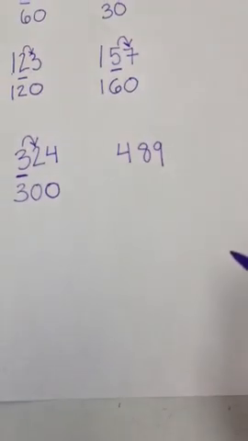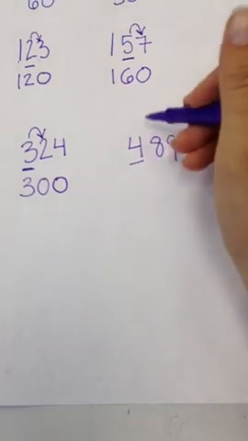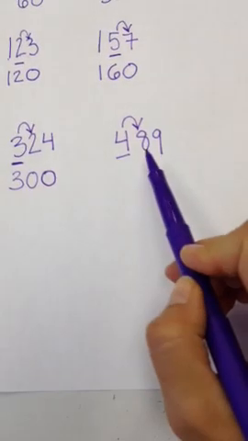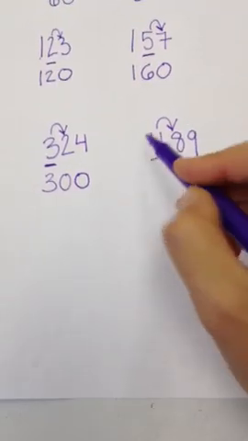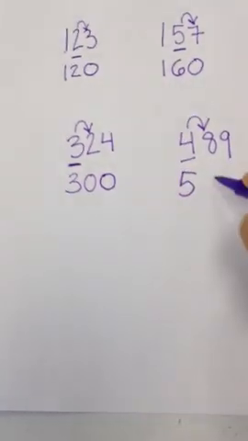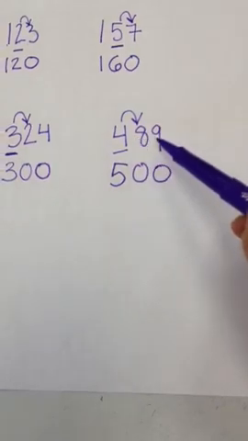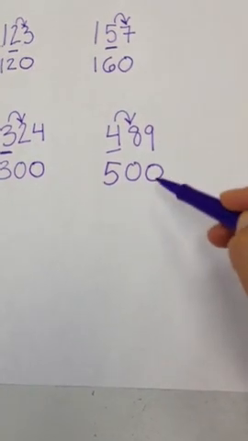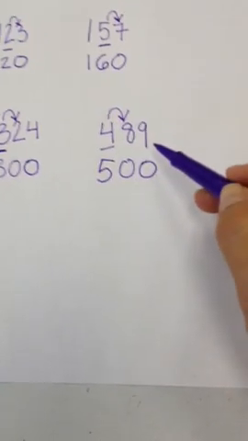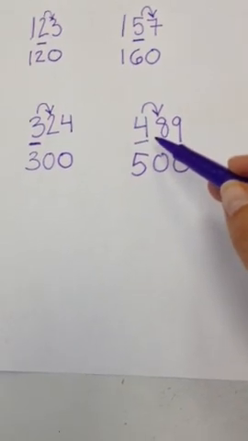All right, let's try another one. 489. Rounded to the nearest 100. Underline the hundreds place, check the neighbor. 8 is greater than 5, so our 4 boosts up to a 5, and the other numbers turn to 0. So 489 rounded to the nearest 100 is 500. 489 is closer to 500 than 400.